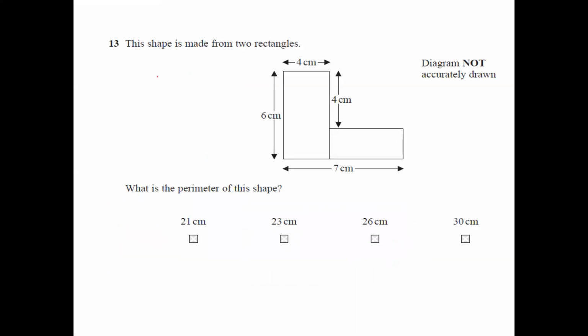13th question. This shape is made from 2 rectangles. What is the perimeter of this shape? Now first we'll see what is perimeter. Perimeter is the total length of all the sides of a shape.